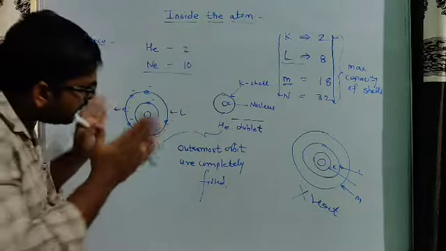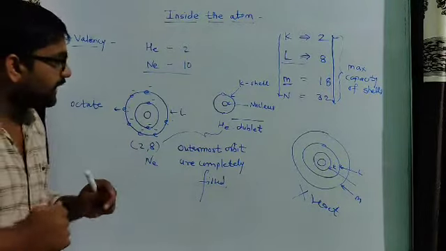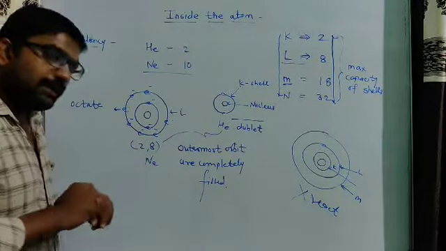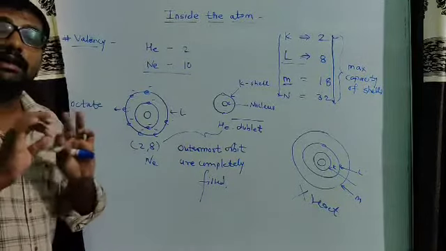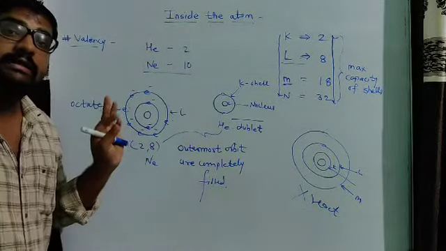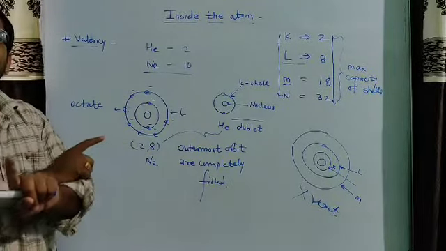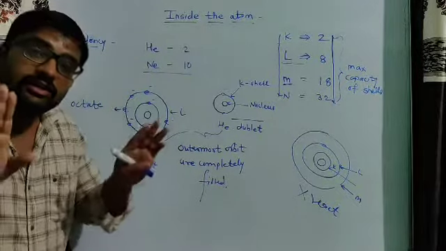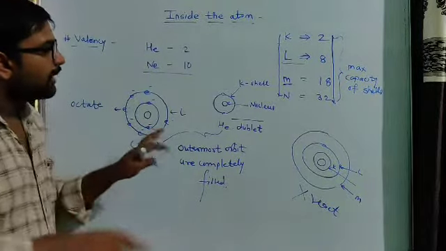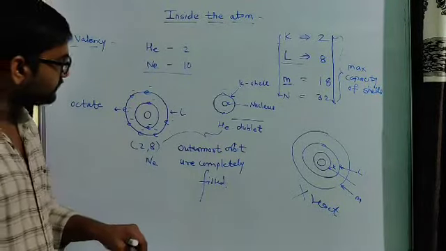So if they complete their doublet or octet, then they become inert. Inert means unreactive. They will not react with any other element, meaning they go to the minimum energy state. That is the simple funda of these reactions. That is the funda of reaction.